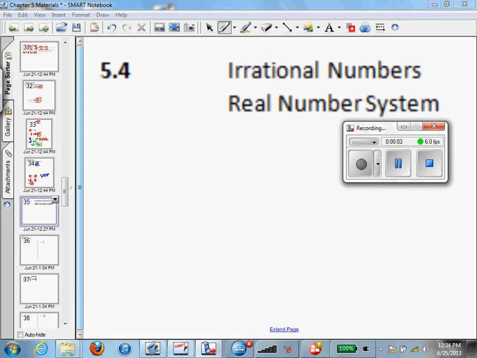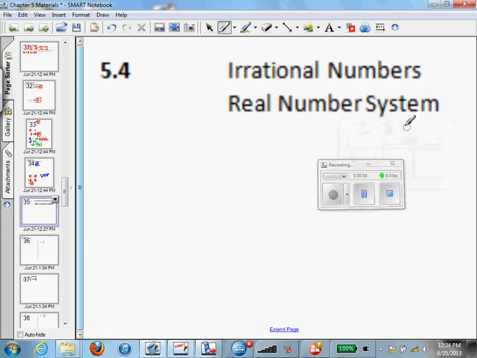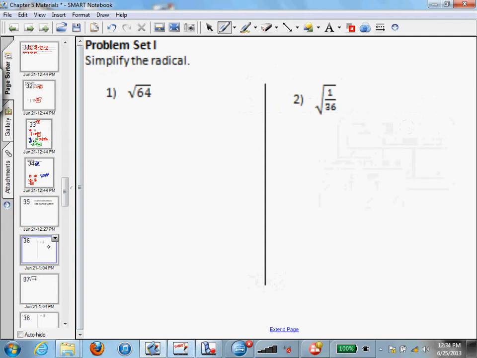Hello and welcome to 5.4 Rational Numbers and Real Number System. So let's get started by looking at some examples like problem set 1, simplify the radical.